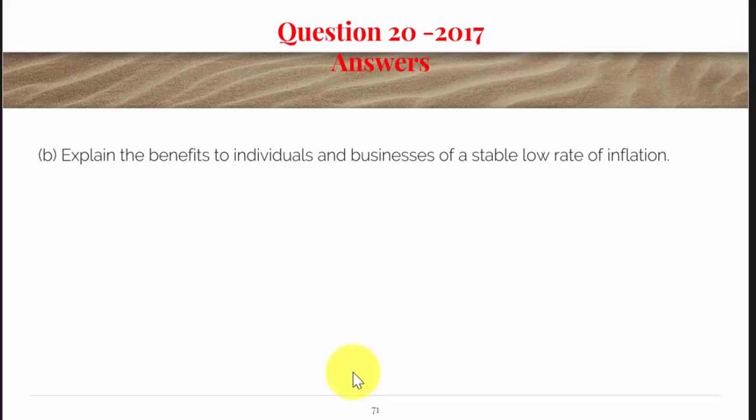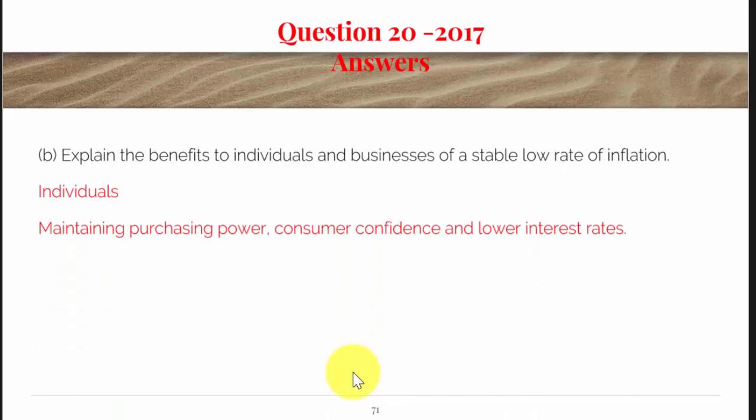Explain the benefits to individuals and business of a stable low inflation rate. So that's just something straight out of the textbook, and you'll find this a lot, that this question will be about inflation. You'll have to draw on some of the elements in that question, but sometimes I will ask you more of a generic question, if you like, to test your knowledge in relation to the context of the question.